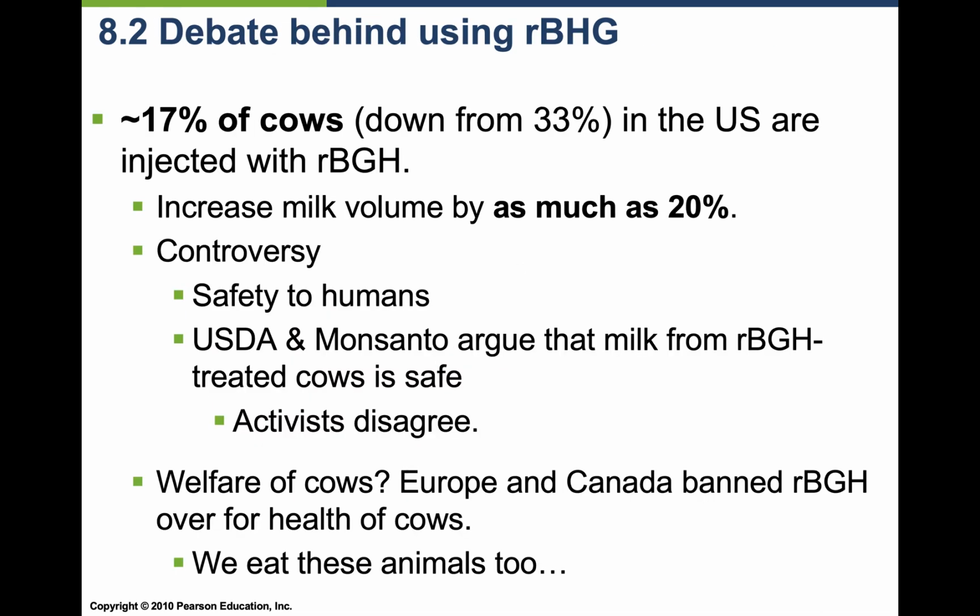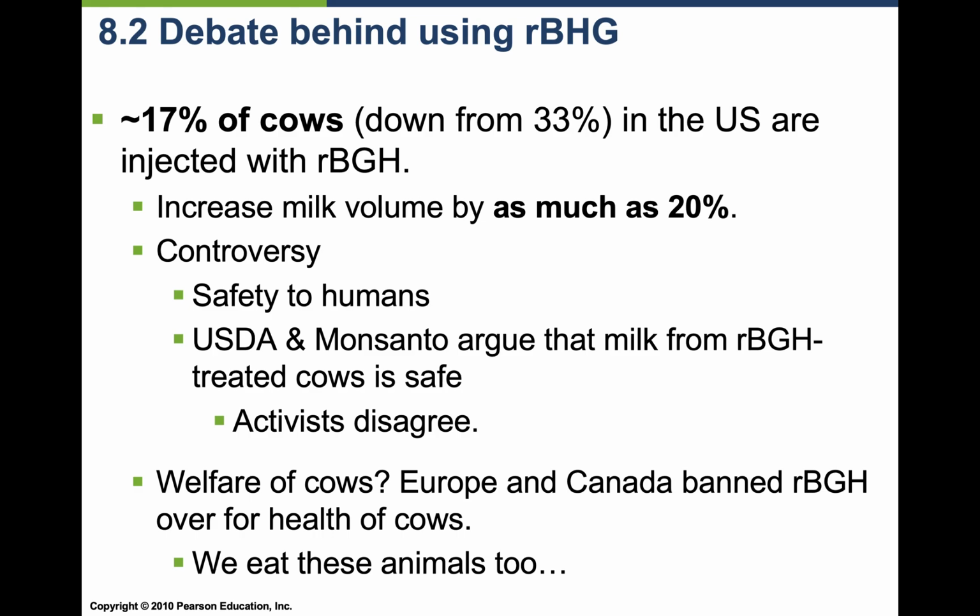About 17% of cows in the U.S. are injected with recombinant bovine growth hormone. Now this is down from about 33%. There were several companies in the U.S., I think namely one of them was Walmart, that said they would no longer carry milk with this recombinant bovine growth hormone in it. So that took the percentage of cows being injected with it down quite a bit. It increases milk volume by about 20%.